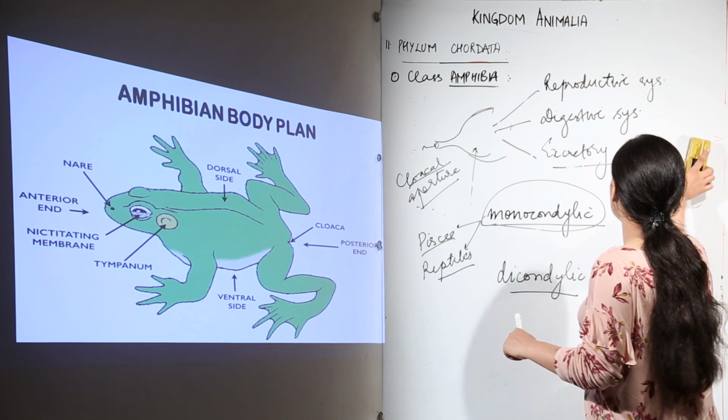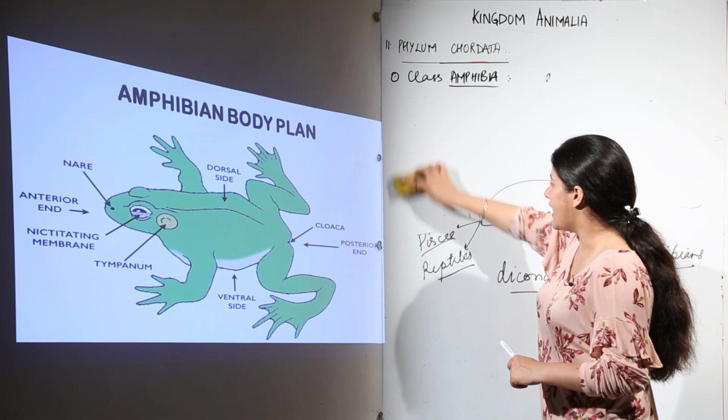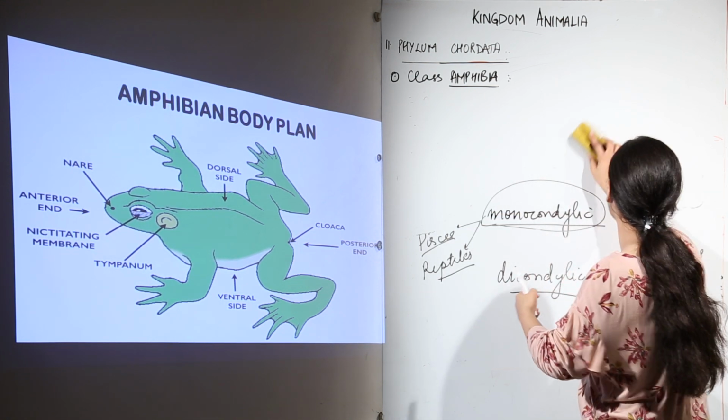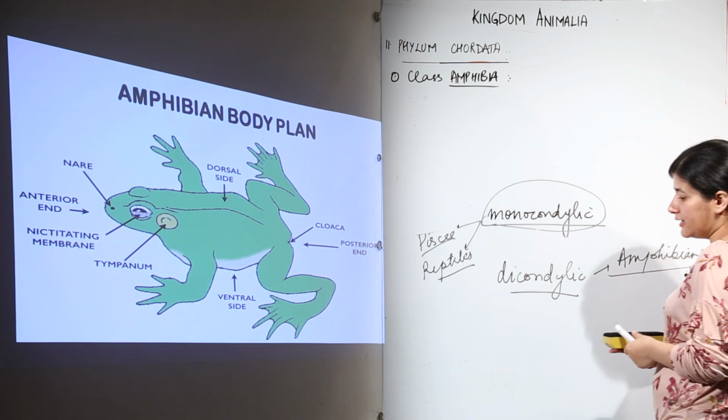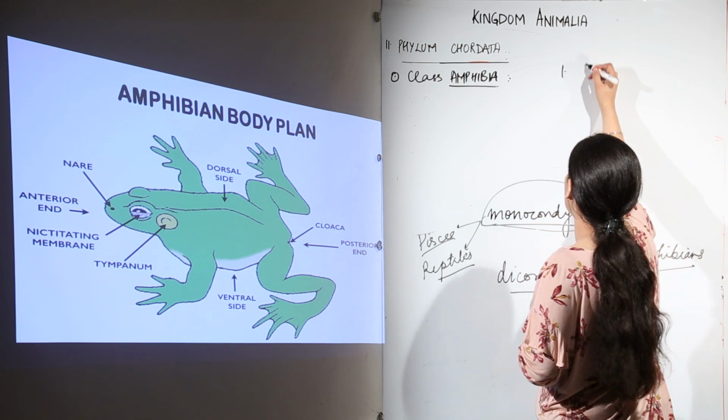You need not get into the detail of how the skull is formed. All you have to remember is that there would be a single occipital condyle for articulation with the vertebral column, and in a dicondylic skull the case would be opposite, and there would be two occipital condyles. Now come to the examples.